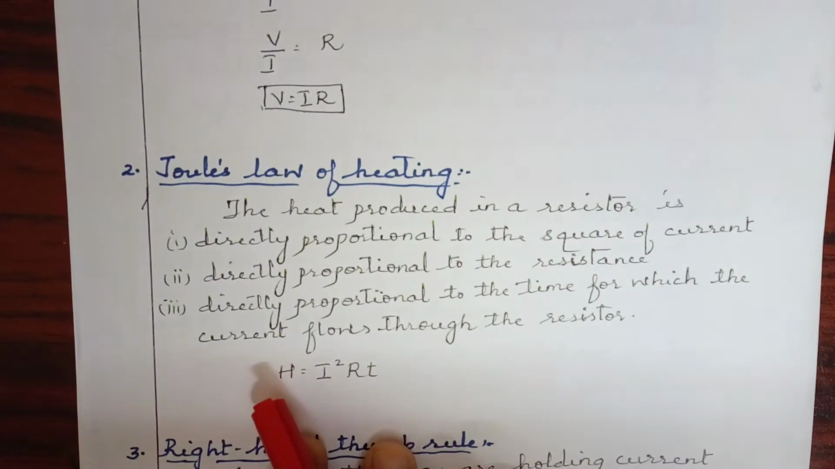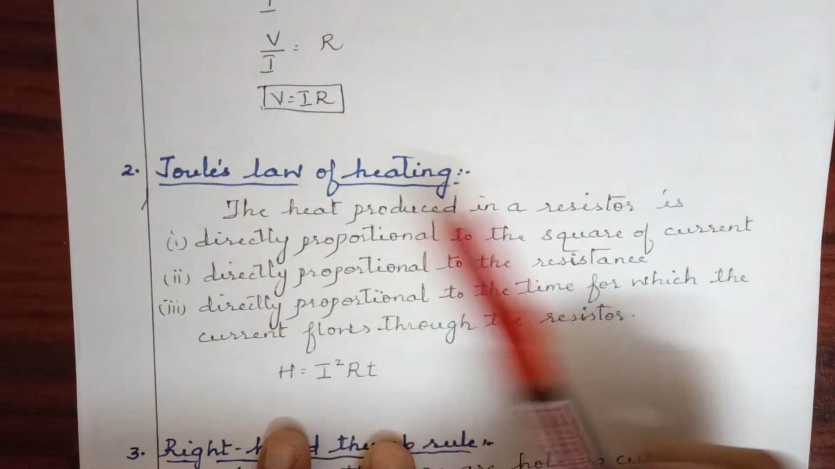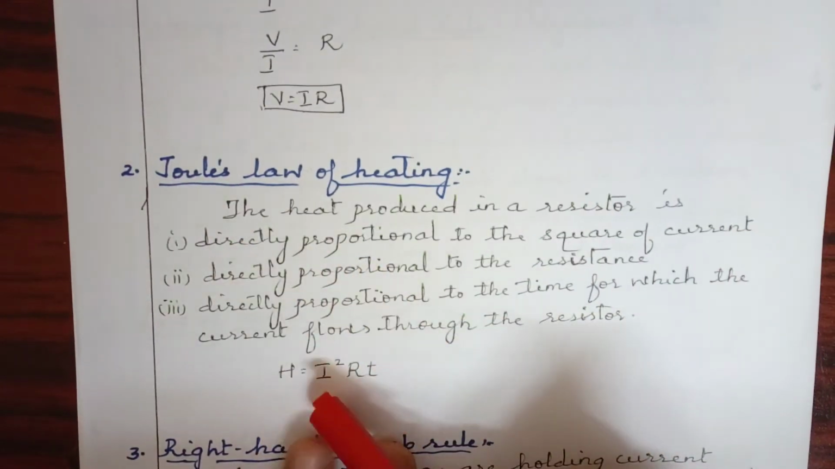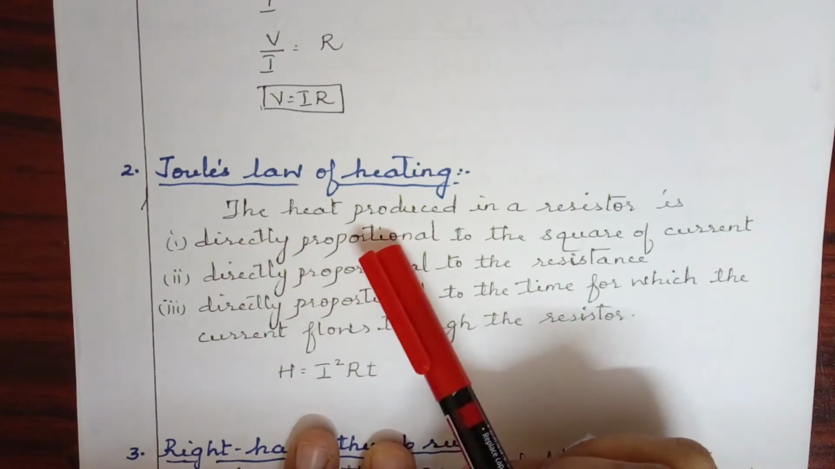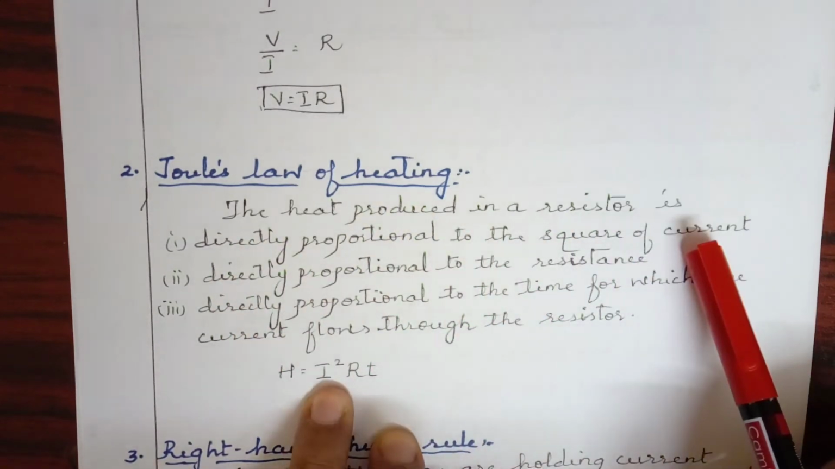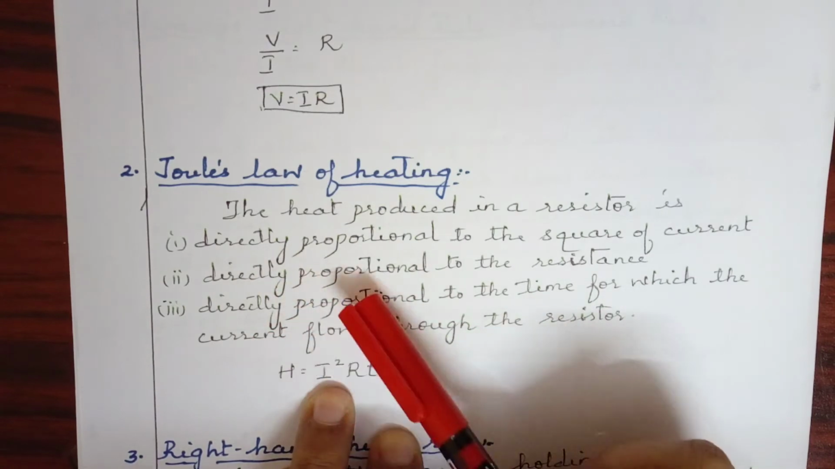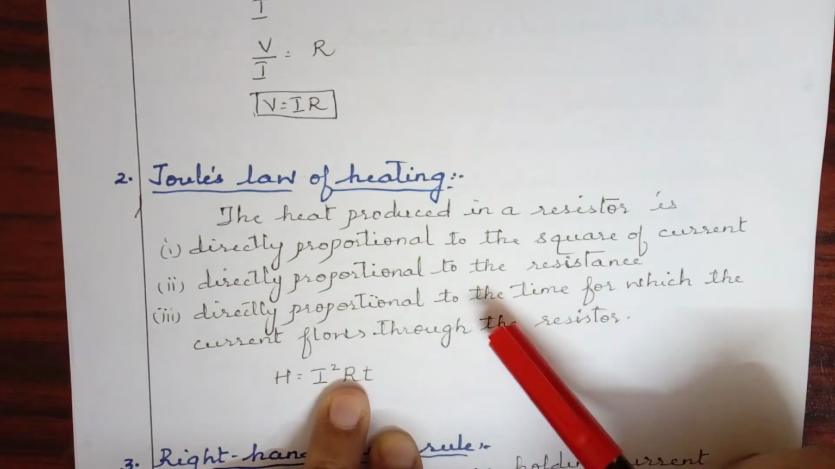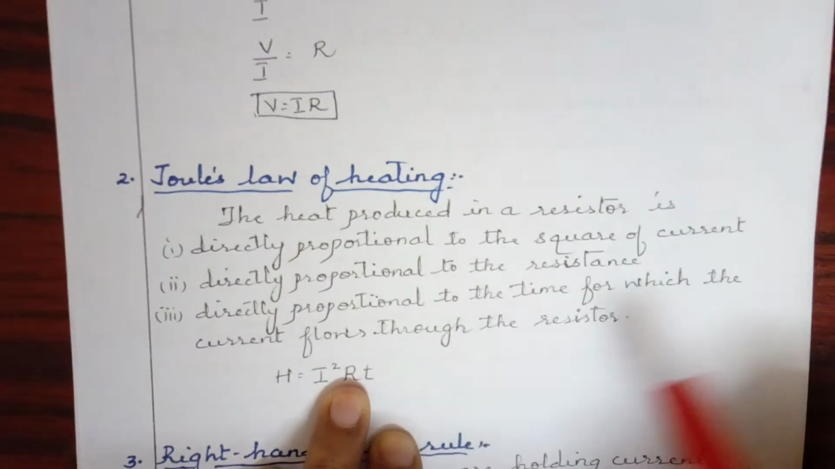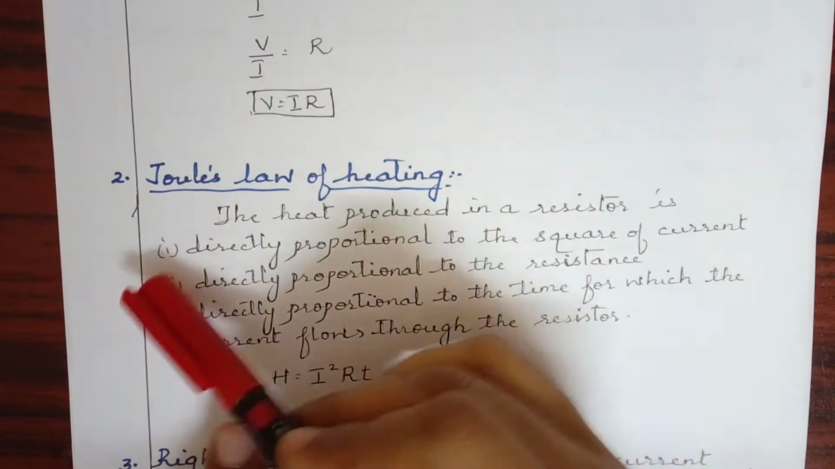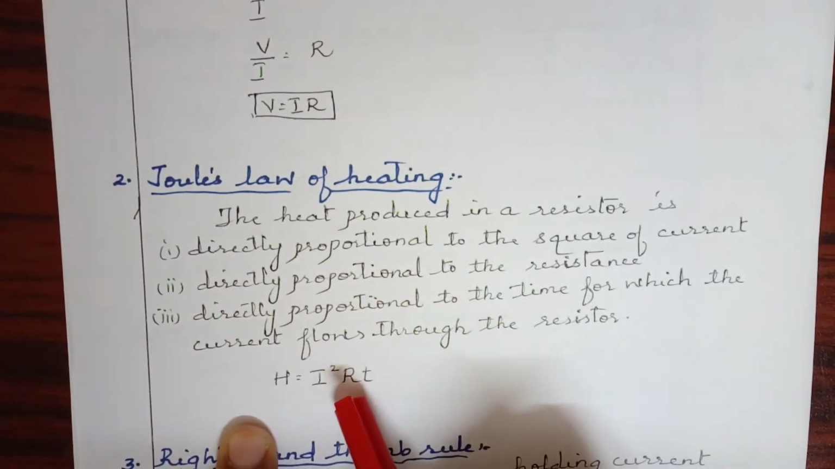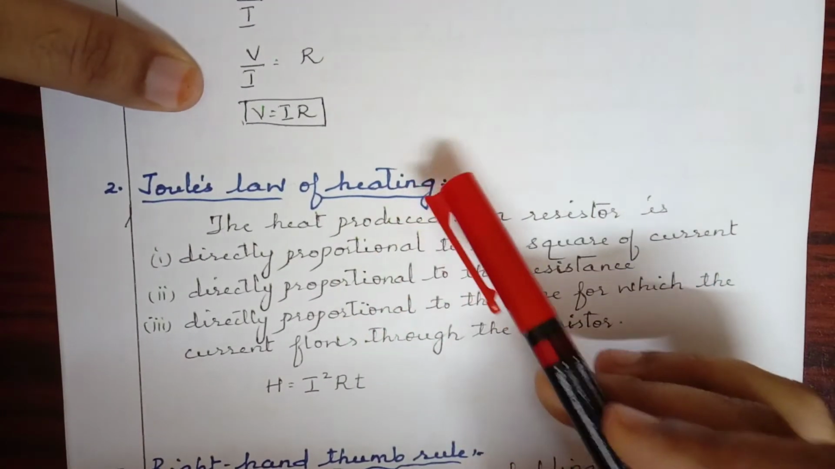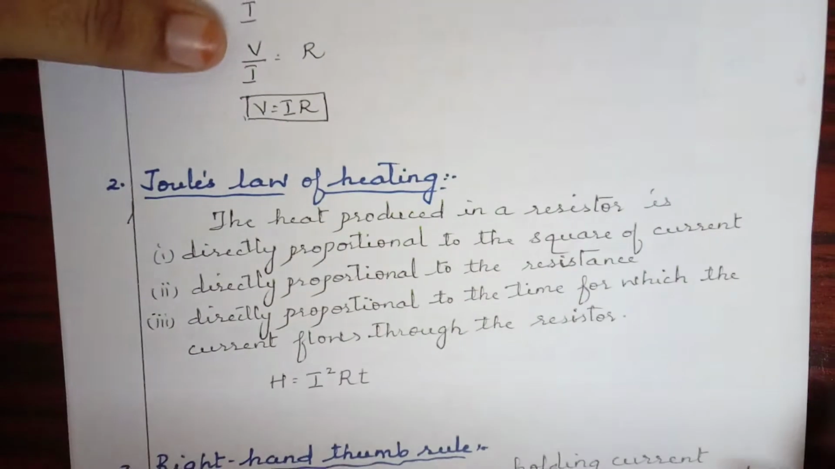Now just see over here. H is nothing but heat, right? The heat produced in the resistor is, I've got 3 points over here. First one, directly proportional to the square of the current, that is I square. Second one, directly proportional to the resistance, that is R. Directly proportional to the time for which the current flows through the resistor, that is T. So the first one is highlighting I square, second one is highlighting R, and the third one is highlighting time, that is T. So all you need to remember over here is this mathematical equation.